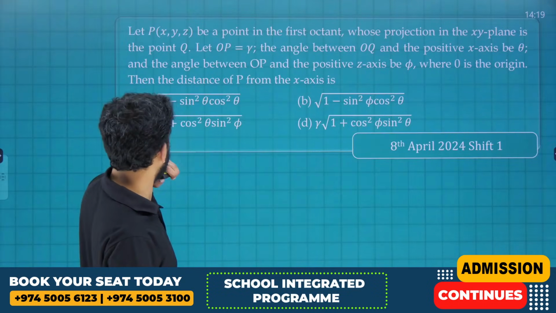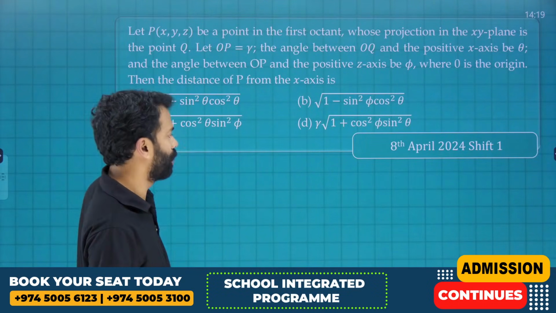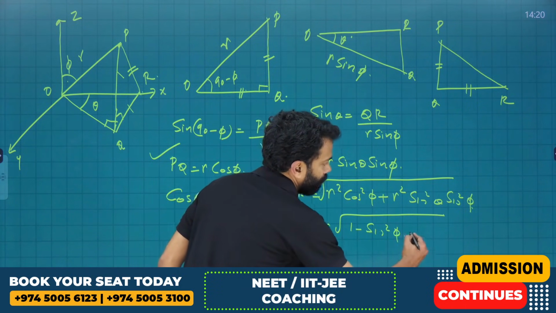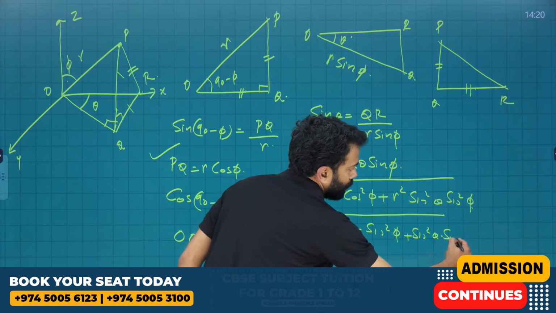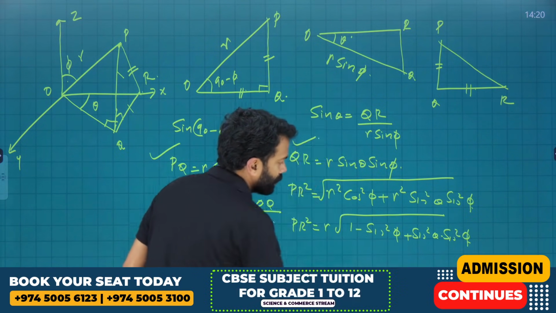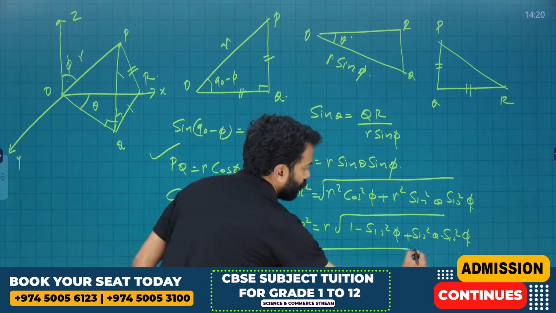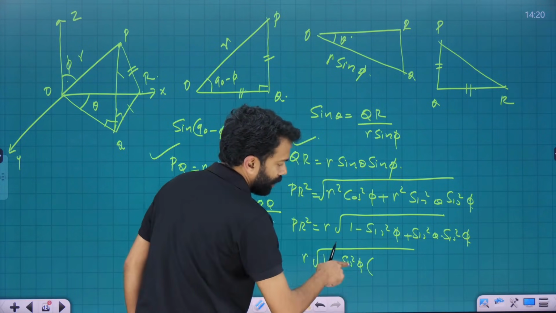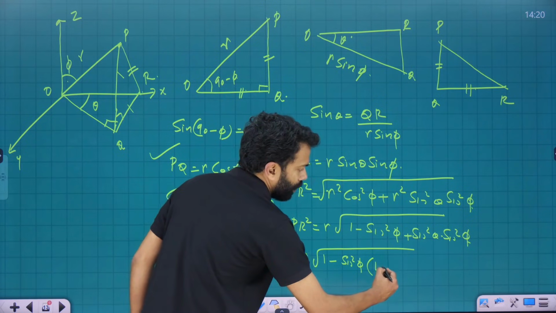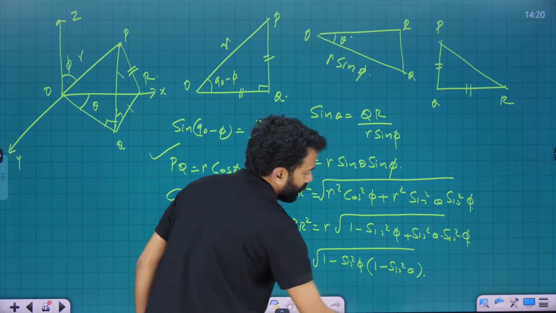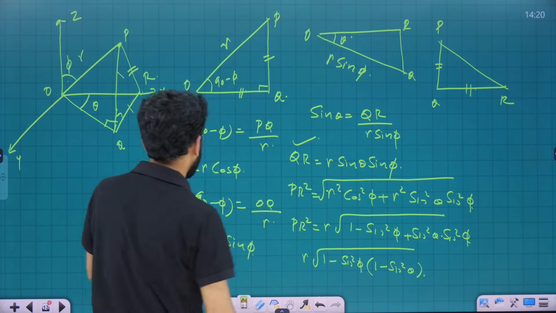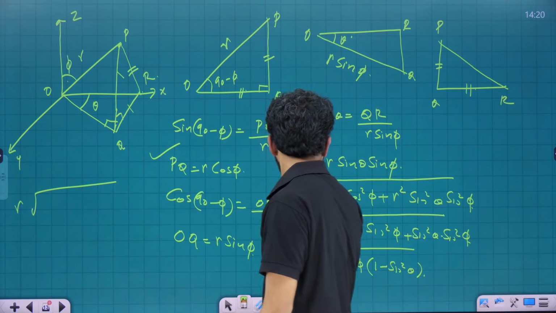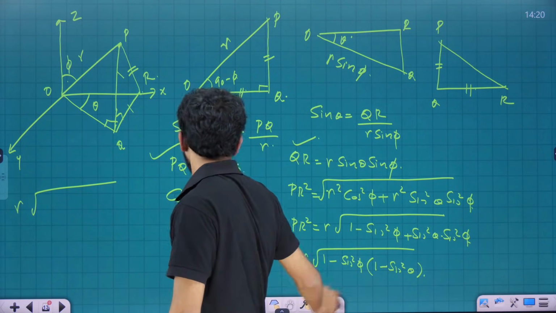Is that in the options? I don't think so. Either 1 minus or 1 plus. This will be cos square phi, right? That can be written as 1 minus sin square phi plus sin square theta into sin square phi. So what is common here? Sin square phi is common. Therefore, gamma into root of 1 minus sin square phi, taking minus sin square phi as common, it will be 1 minus sin square theta. Okay, I think we got the answer here. That is gamma into root of 1 minus sin square phi into cos square theta.